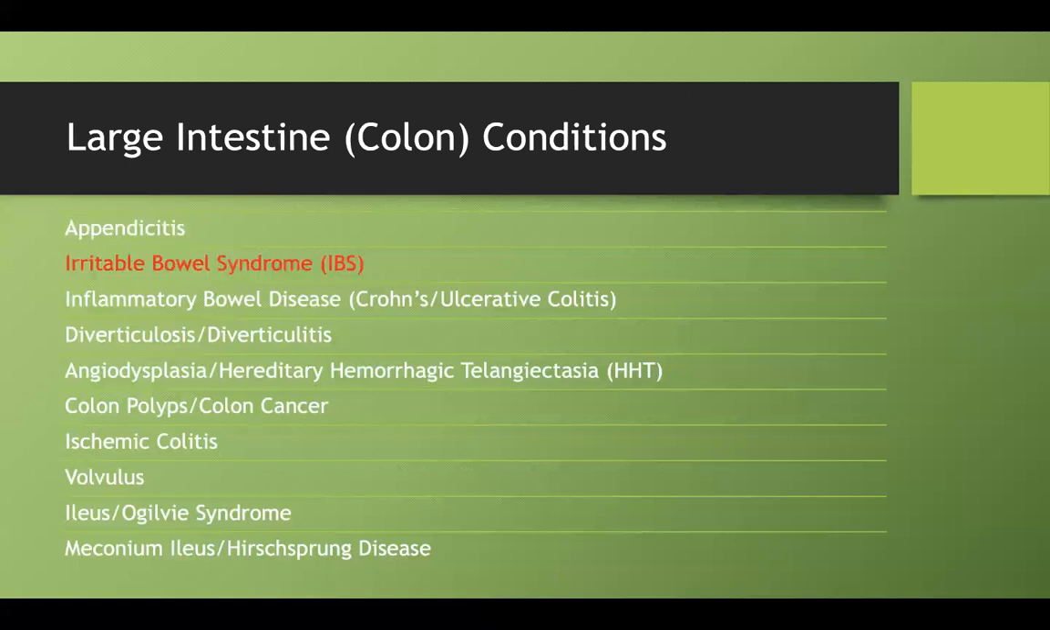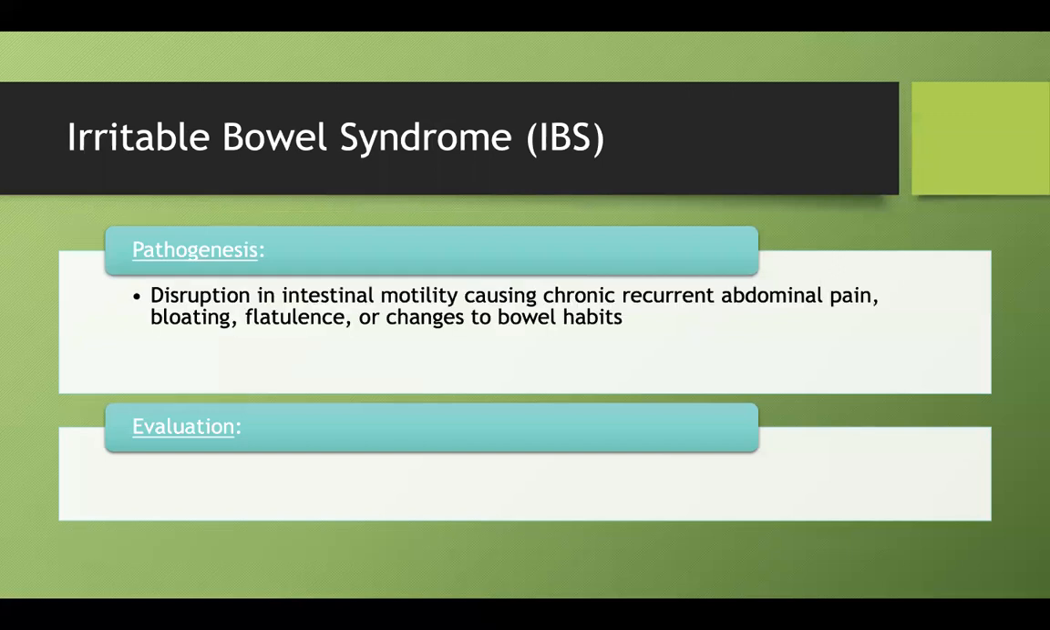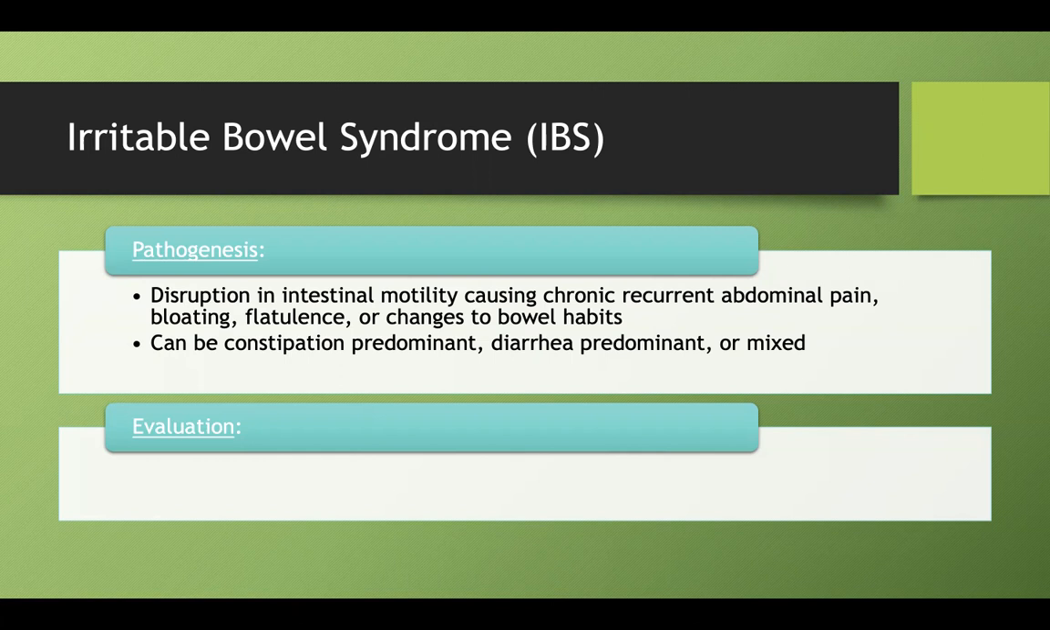Let's move on from appendicitis and talk about IBS, or irritable bowel syndrome. So IBS is a disruption in your intestinal motility, and it's this constellation of symptoms. You can get abdominal pain, bloating, flatulence, you can get constipation, diarrhea. And again, because you can get all these symptoms, it's often subcategorized by whether or not it's constipation predominant. So that'd be like IBS-C. You can get IBS-D for IBS that's diarrhea predominant, or you can have a mixed picture.